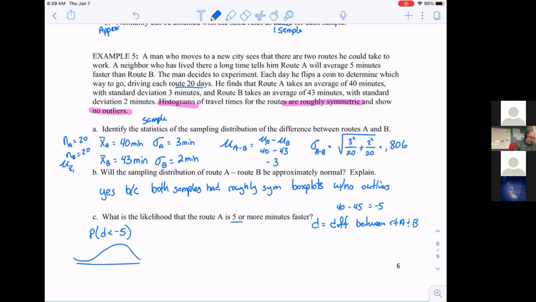We already know from the statistics that we did that it is a 3 minute difference between the two. The reason we chose 5 was that our neighbor said it will be 5 minutes faster. So that's what we're doing here. So what is the likelihood that it is 5 minutes or less faster? Out here is -5, and we're trying to know what portion, based upon my samples, how often would we see a difference of -5?